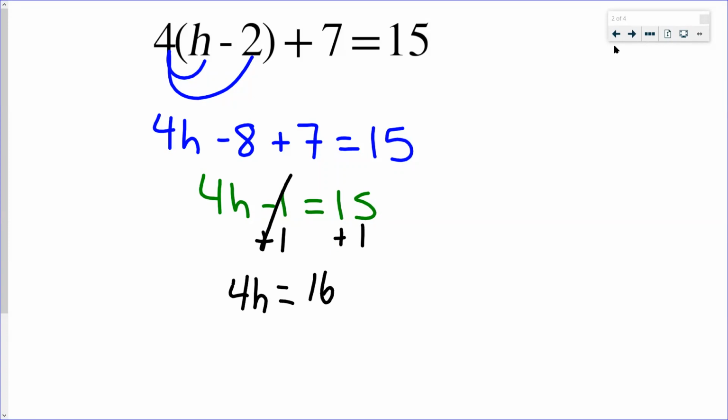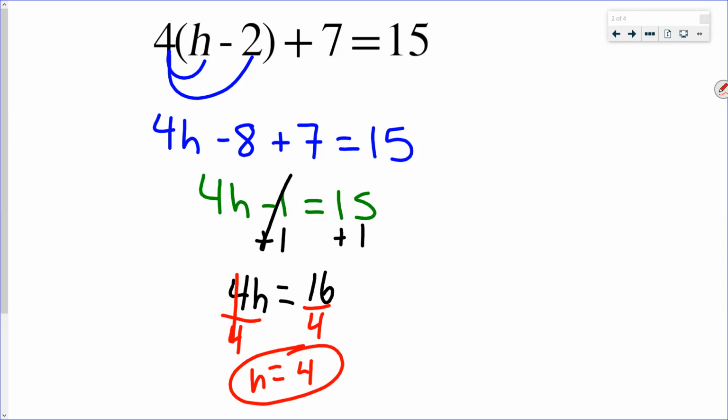4h equals 16. Zach, I'm going to let you redeem yourself. What are we going to do now? I think Zach said divide by 4. Divide by 4. H equals, Savannah, 16 divided by 4? 4. Boom. We started with this crazy looking problem, and then we were able to get it down to a simple two-step equation following our steps.